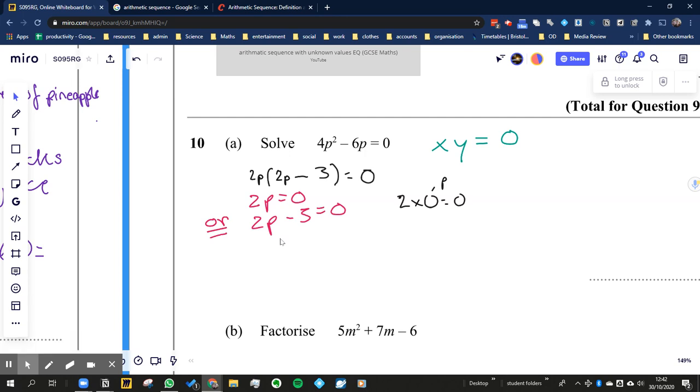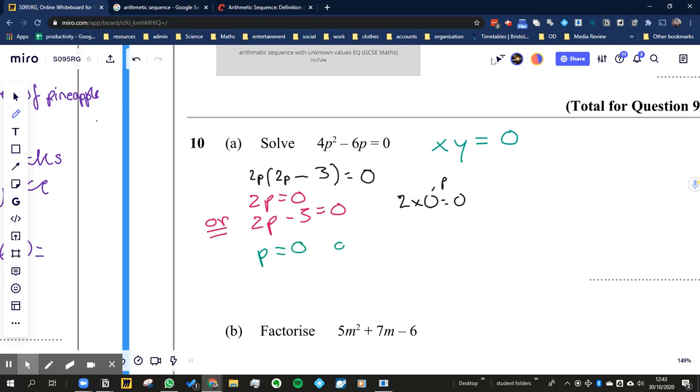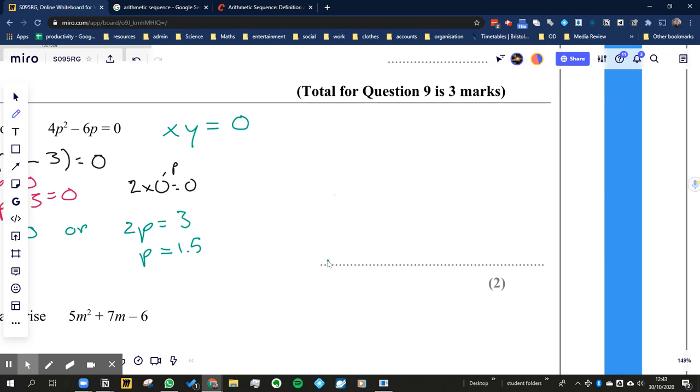So, in other words, if 2p is equal to 0 or 2p minus 3 is equal to 0, then we can say that basically either p is equal to 0 or 2p is equal to 3, which means p is equal to 1.5. So the answer that they want you to put is p equals 0, then comma, or you can write or p is equal to 1.5.